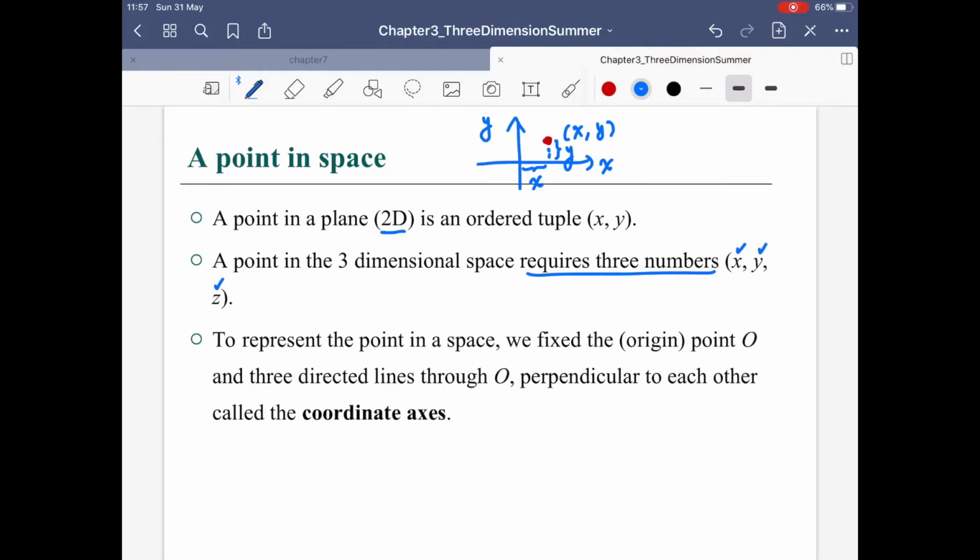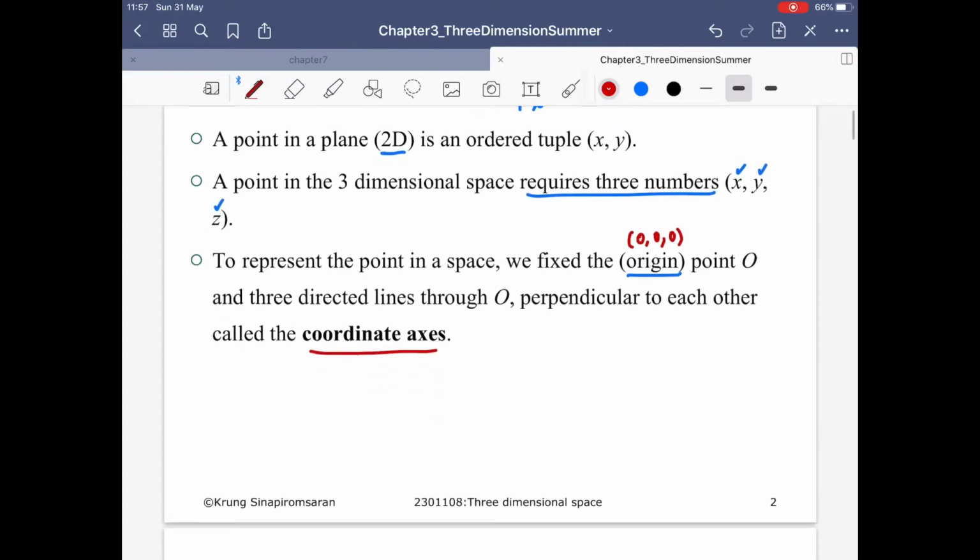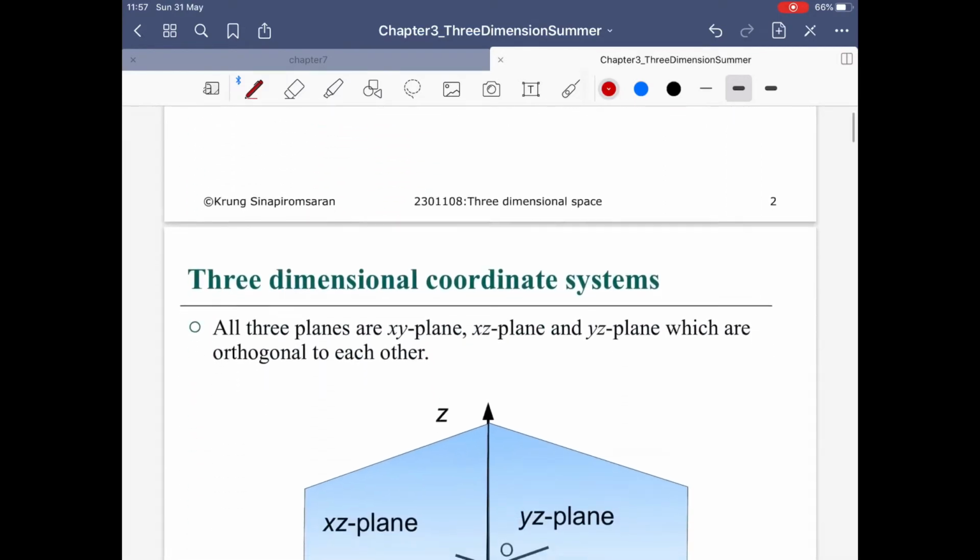So to represent the point in the space, we are going to fix the so-called origin again. Same thing as in your two-dimensional space. Okay, we are going to have the origin. So now the origin is (0, 0, 0), which is usually called the point O. Okay, and also the coordinate axes, which will be now the x, the y, and the z.